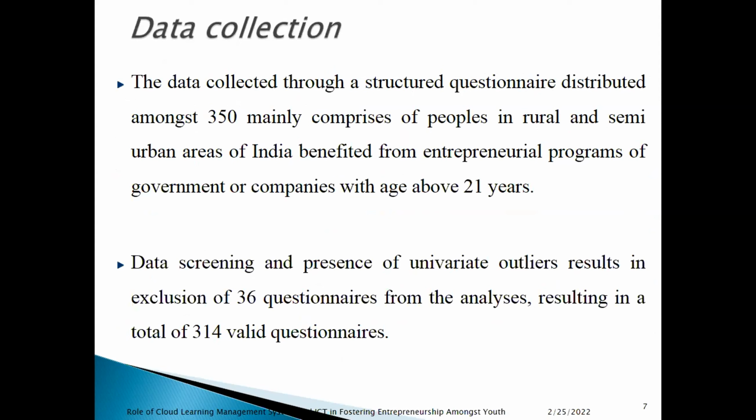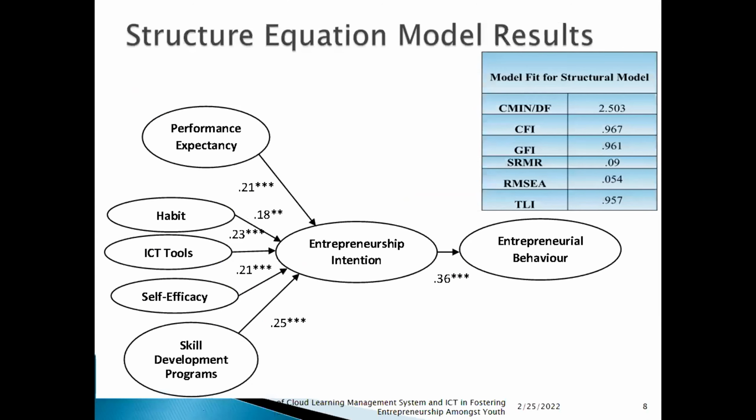Data has been collected through a structured questionnaire distributed among 350 people, mainly from rural and semi-urban areas, who benefited from the internship programs of the government or companies, with age above 21 years. Following the data screening and removal of outliers, the resultant questionnaires numbered 314, and these were analyzed using SPSS 25.0, AMOS, and other statistical techniques. And the following are the results.